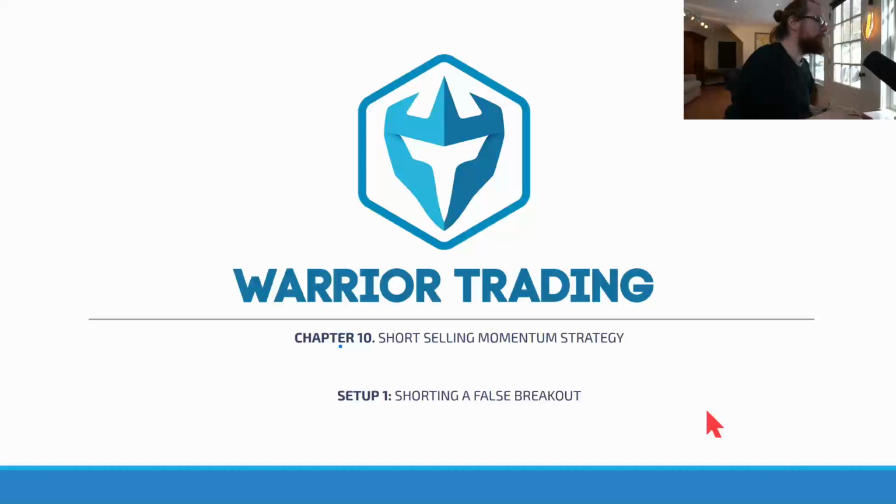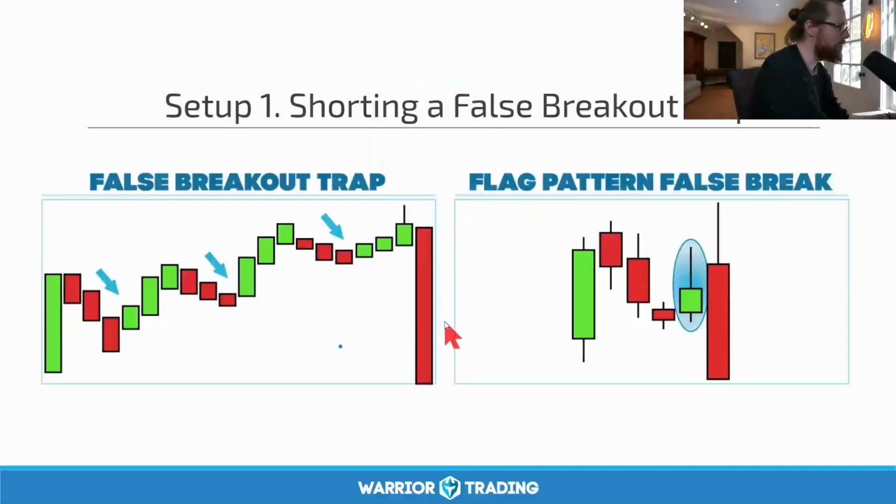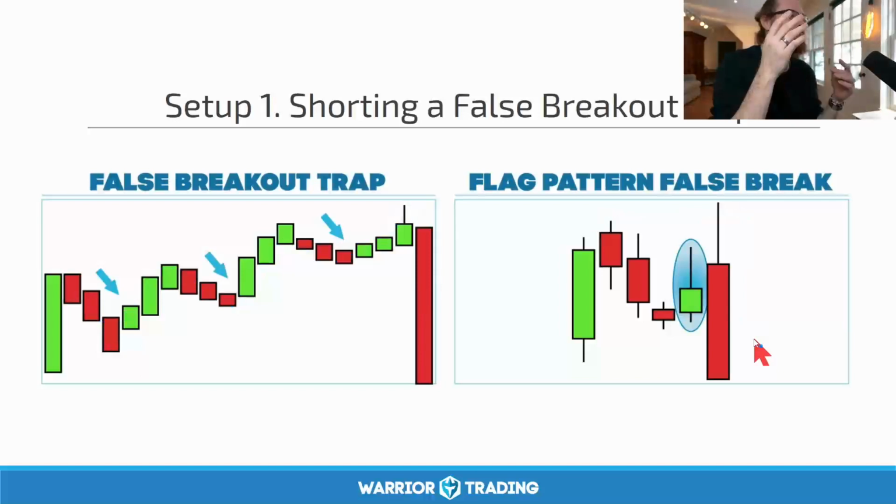All right, so chapter 10, setup 1, shorting a false breakout. And this is what a false breakout looks like. You just saw a bunch of examples in the intro, but this is essentially a pattern where the stock is nicely trending up, and then on a breakout, suddenly and very fiercely and aggressively just reverses. Double top, strong rejection, and this is a place inherently where long bias traders are going to bail out, right?